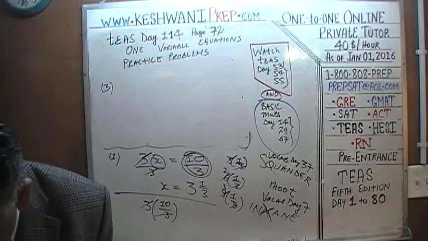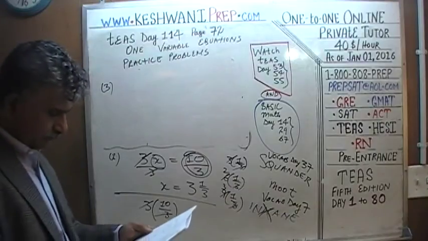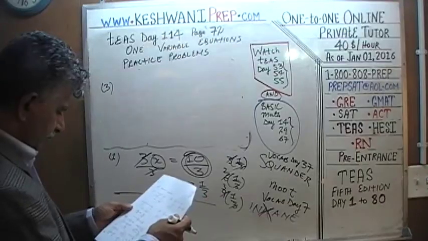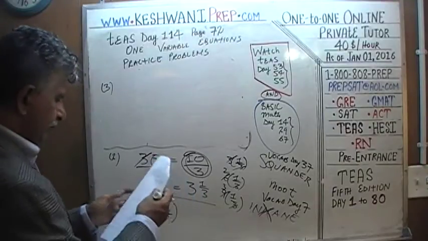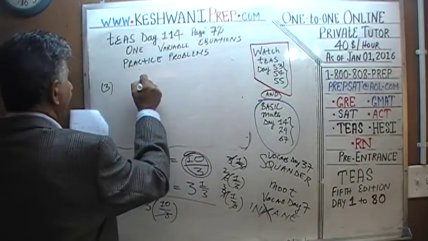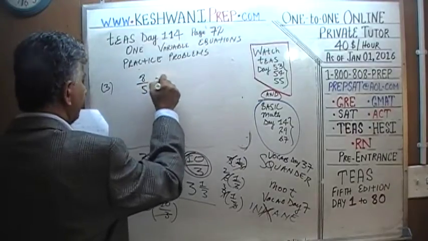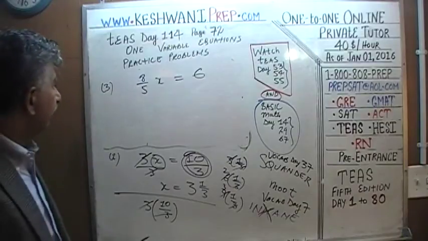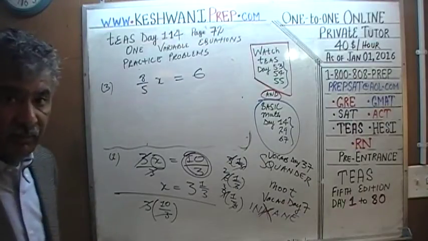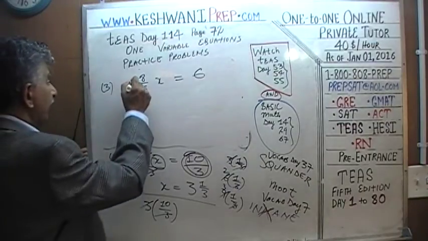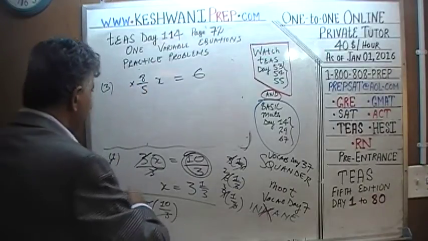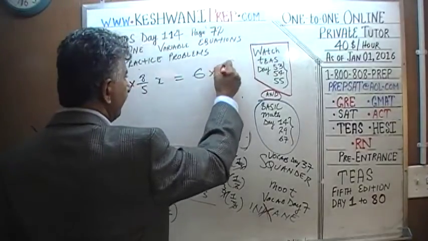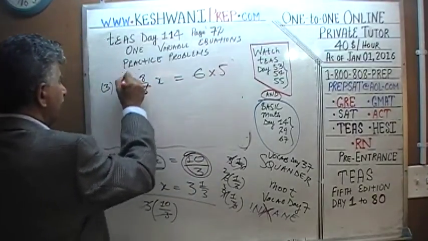What does number 3 say? Eight fifths x equals 6. We want to get rid of this 5 at the bottom. Let's multiply both sides by 5. Let's multiply both sides of the equation by 5. This 5 at the bottom, we can cancel out with that 5.